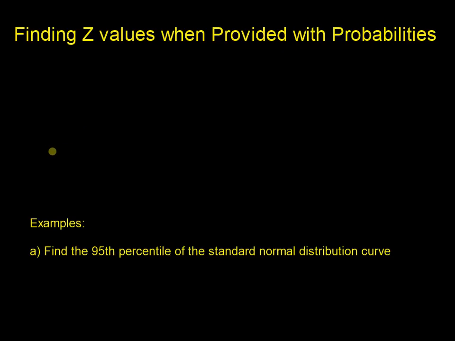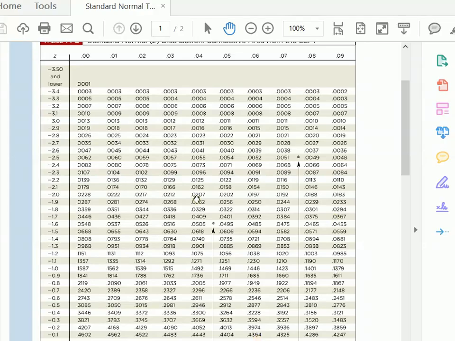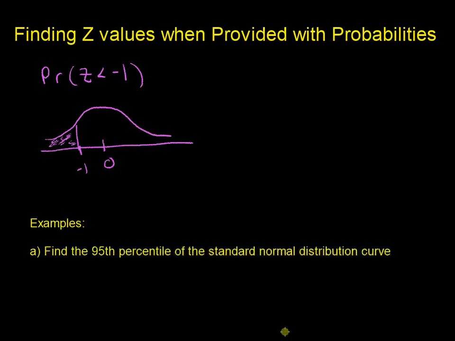In previous videos, we've discussed how to find probabilities involving the standard normal distribution. So, say for example, find the probability that z is less than -1. Here's -1 to the left of 0, and basically this question is asking me to find this area. So I go to my table and I look up -1, and I see it's 0.1587, so the probability equals 0.1587. Okay, so we've discussed how to do that.